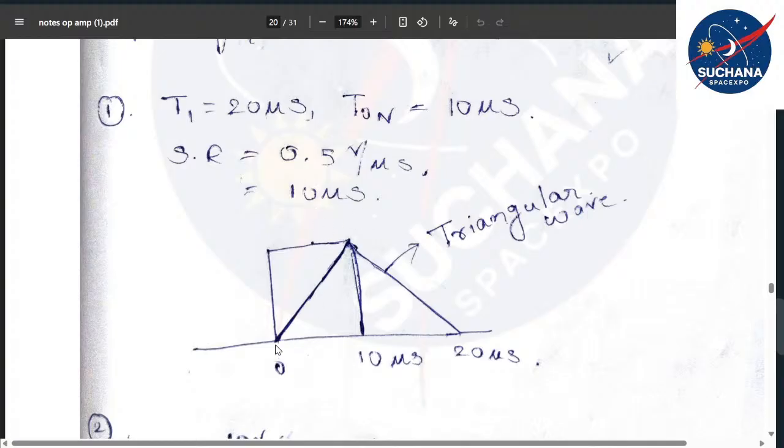So you started from 0, and it requires 10 microseconds, right? At this particular position the coordinates are 10 microseconds, Vmax. Here Vmax means whatever the maximum voltage that you applied. Again it takes 10 microseconds to reach 0 volts. By this way you got a triangular wave.